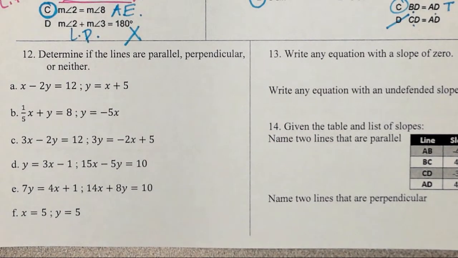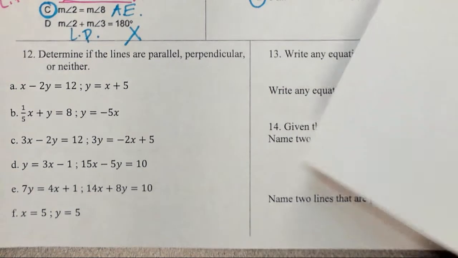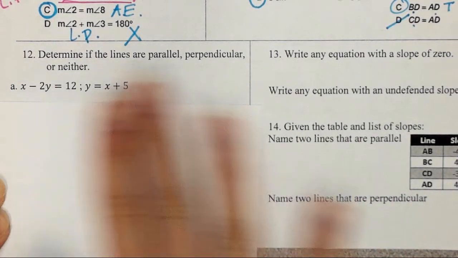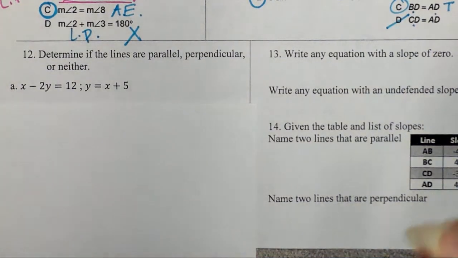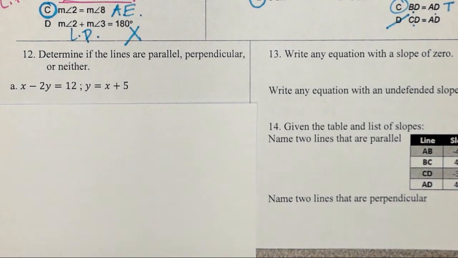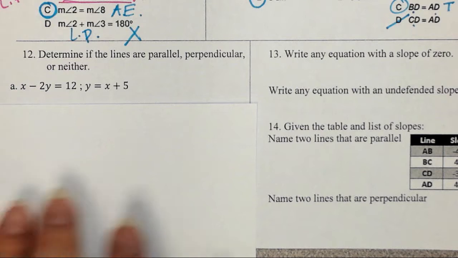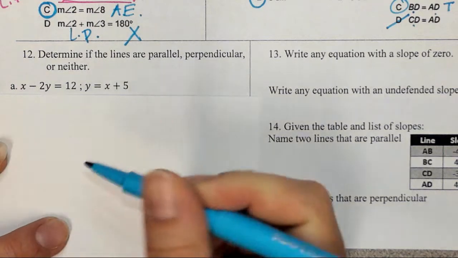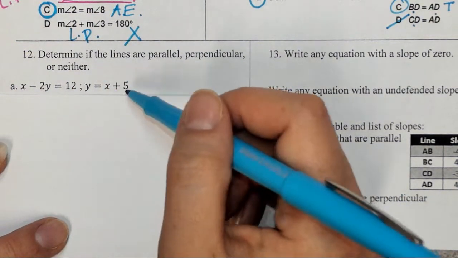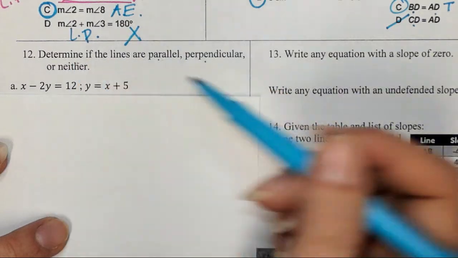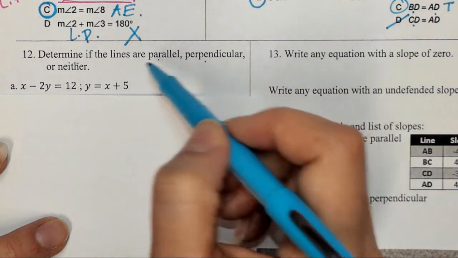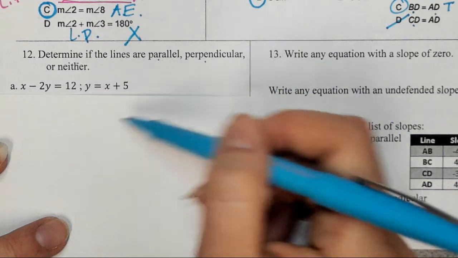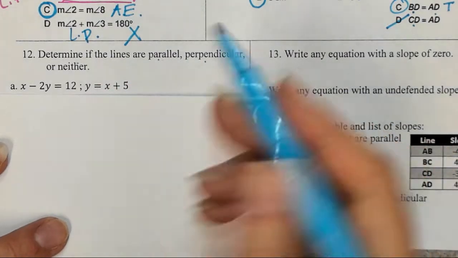Number 12, determine if the lines are parallel, perpendicular, or neither. So I'm going to get a scratch paper for this because we don't have a whole lot of room to work with these. And we're going to have to be doing some rearranging to get these in slope-intercept form. All right, so let's start with x minus 2y is equal to 12. So this equation is in standard form. We need to convert this to slope-intercept form if we want to know what that slope is and what that intercept is in order to figure out if it's parallel, perpendicular, or neither to this one.